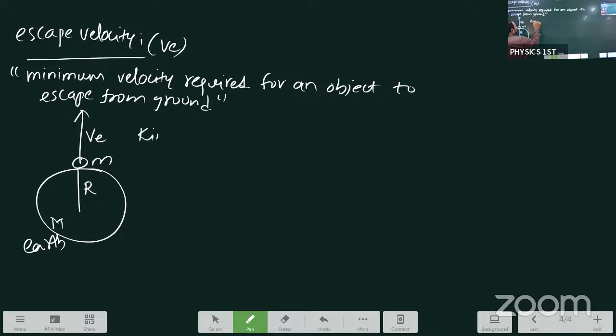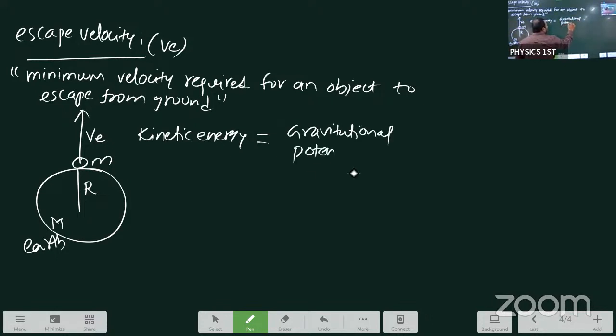One is the kinetic energy. In the previous force case, equilibrium came, student. Now kinetic energy balances with gravitational potential energy. So in equilibrium position, gravitational potential energy balances with kinetic energy.